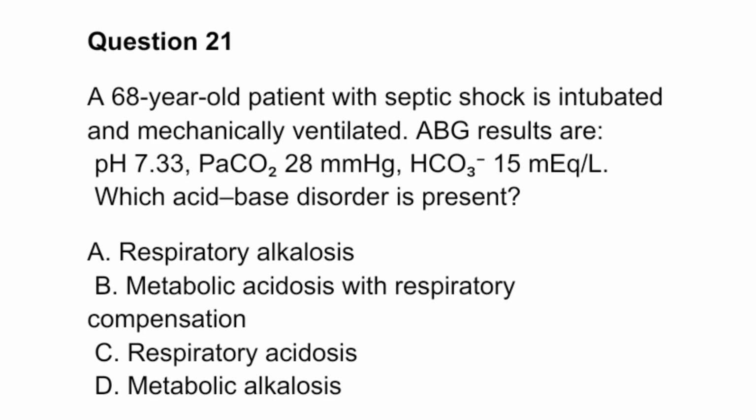A 68-year-old patient with septic shock is intubated and mechanically ventilated. ABG results are pH 7.33, PaCO2 28 millimeters of mercury, HCO3- 15 milliequivalents per liter. Which acid-base disorder is present? A. Respiratory alkalosis.